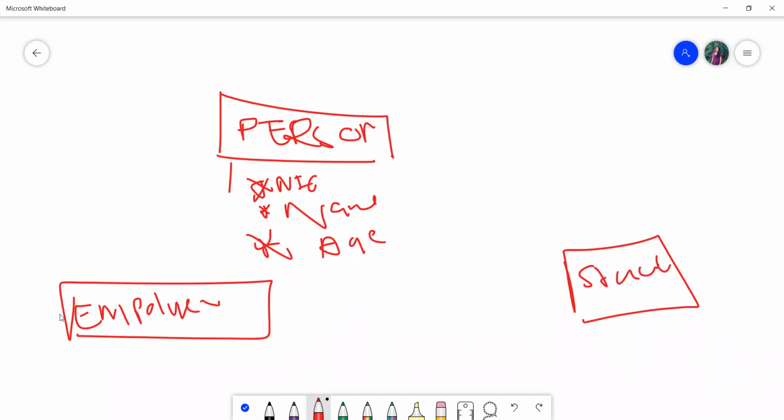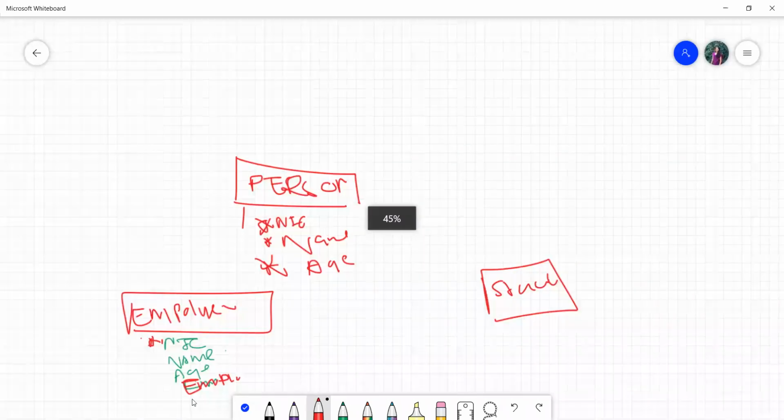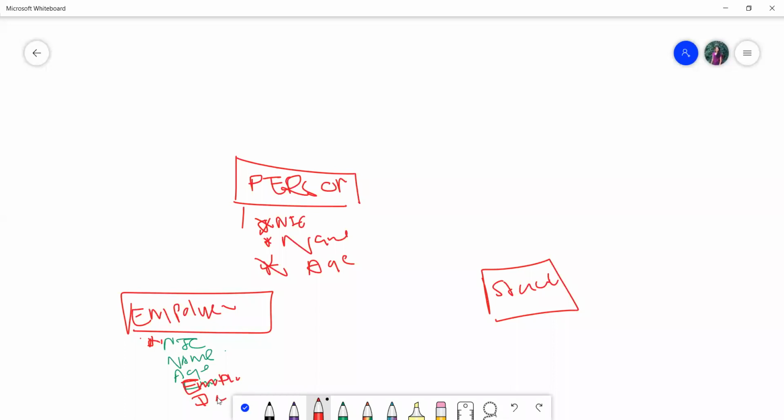So when we consider the employee class, and there are classes like employee and student, the employee also has an NIC number, and a name and age. Apart from these, there are some other properties like employee ID. I'm going to write these in red. Employee ID, again, designation. So these are the properties of the employee: NIC, name, age, employee ID, and designation.